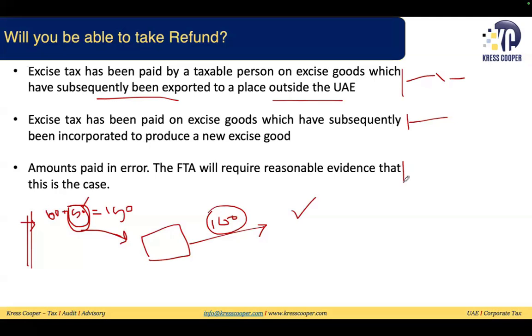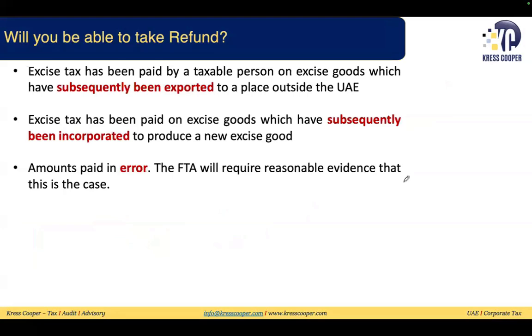There is nothing like this for VAT. You are buying goods and paying input tax, then selling and paying output tax. Whatever you are buying, this input tax is your asset, a current asset, and your right to take it back from the FTA. You knock it out in your return and pay the net amount to the FTA. Nothing like this applies to excise. These are the only possibilities to take an excise duty refund from the FTA.